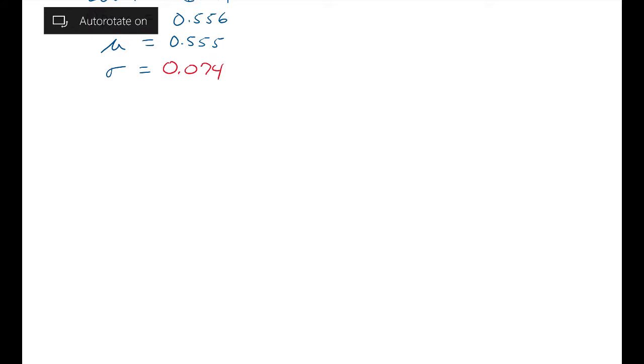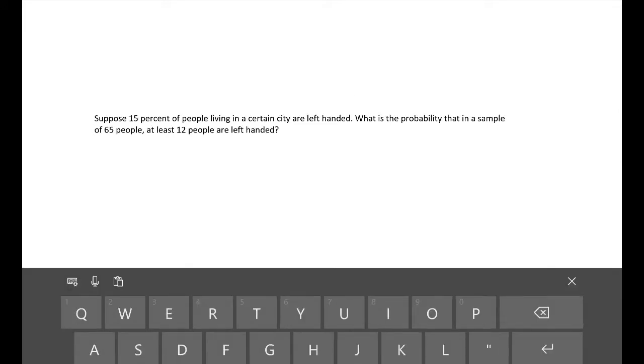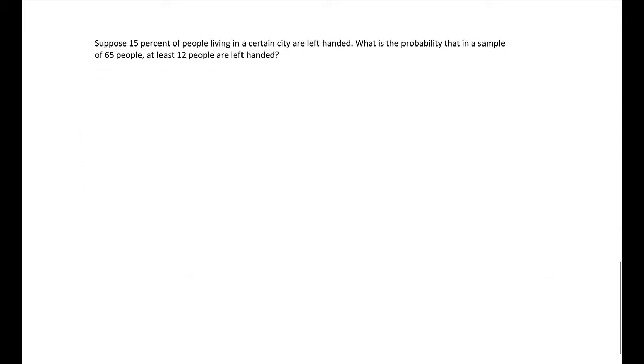All right, let's try one more example. Suppose 15% of people living in a certain city are left-handed. What is the probability that in a sample of 65 people, at least 12 of the people are left-handed? Okay, so once again, we're just going to write down everything that we know. So we are trying to find the probability that p hat, at least means greater than or equal to, but greater than is just fine for continuous probabilities. Greater than some proportion. Well, what is that proportion? We have to figure it out.